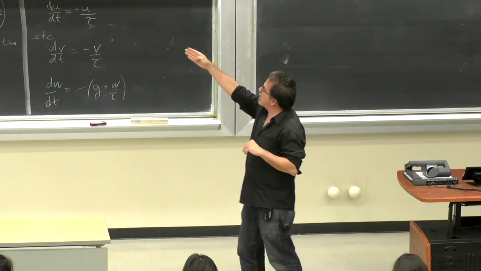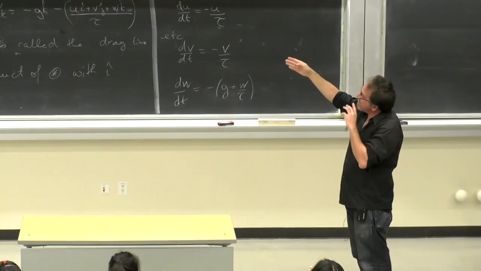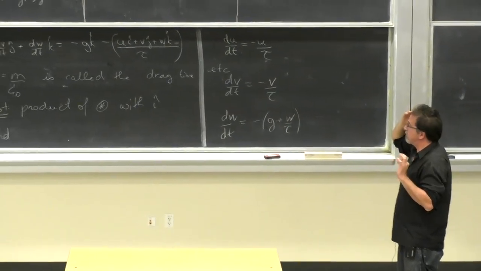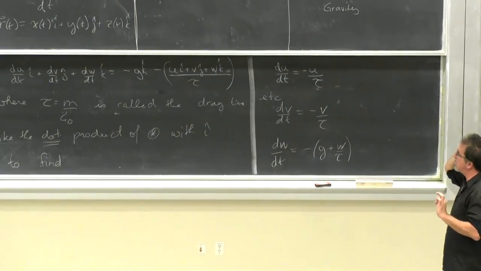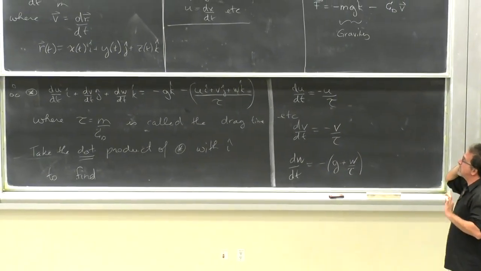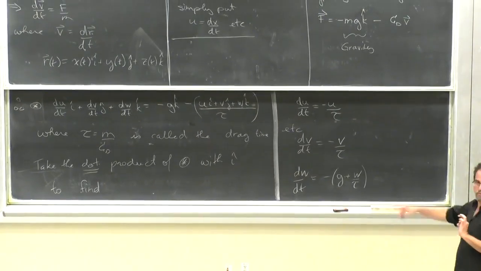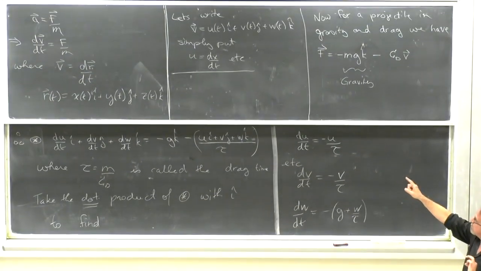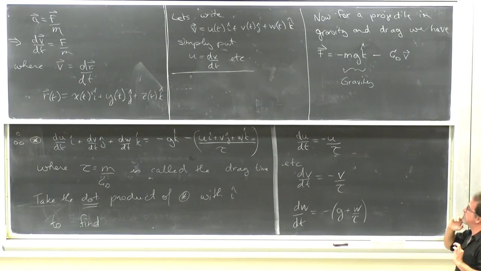Newton's law, a equals F over m. The velocity is the rate of change of position with respect to time. The acceleration is the rate of change of velocity with respect to time. So I'm just taking Newton's law, expressing it in terms of the velocity, and pointing out the velocity is the rate of change of position with respect to time.